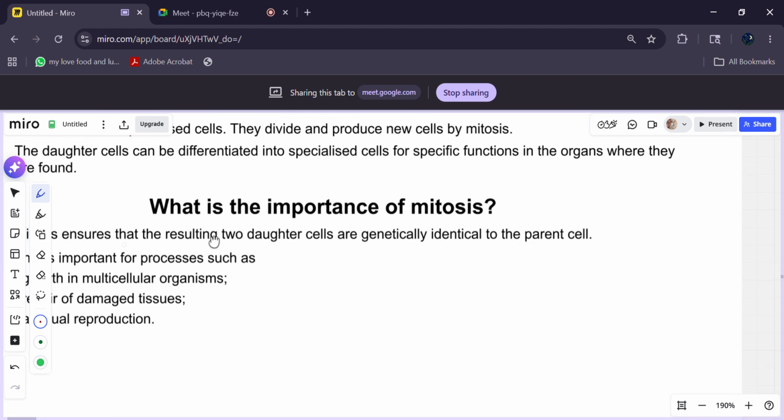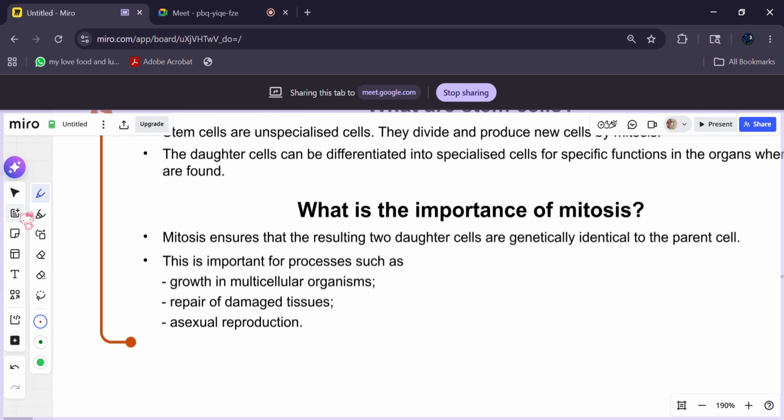So what is the importance of mitosis? Why is mitosis important in our body? Mitosis actually ensures that the resulting two cells are genetically identical to the parent cell. This is important for processes such as the growth in multicellular organisms, repair of damaged tissues, and asexual reproduction.